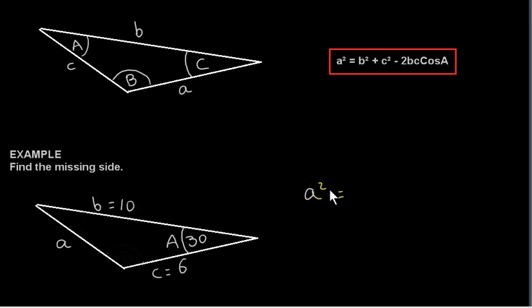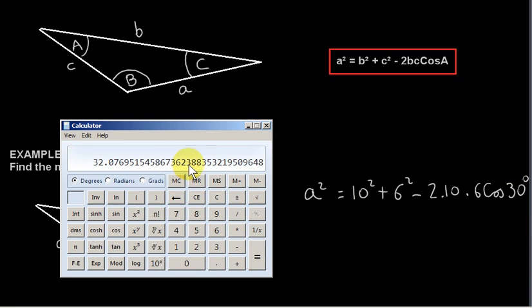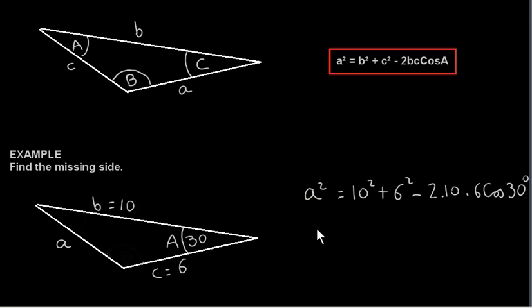So a squared is going to equal b squared plus c squared. Well, b is 10, c is 6, minus twice the product of these two sides. It's 10 times 6 times the cos of the angle in between them. So A is 30 degrees. If we put all this expression into the calculator, we get this value here. We want the square root of this number, so I will put this number to the power of a half. It'll save me writing it down again. So to two decimal places we get 5.66.